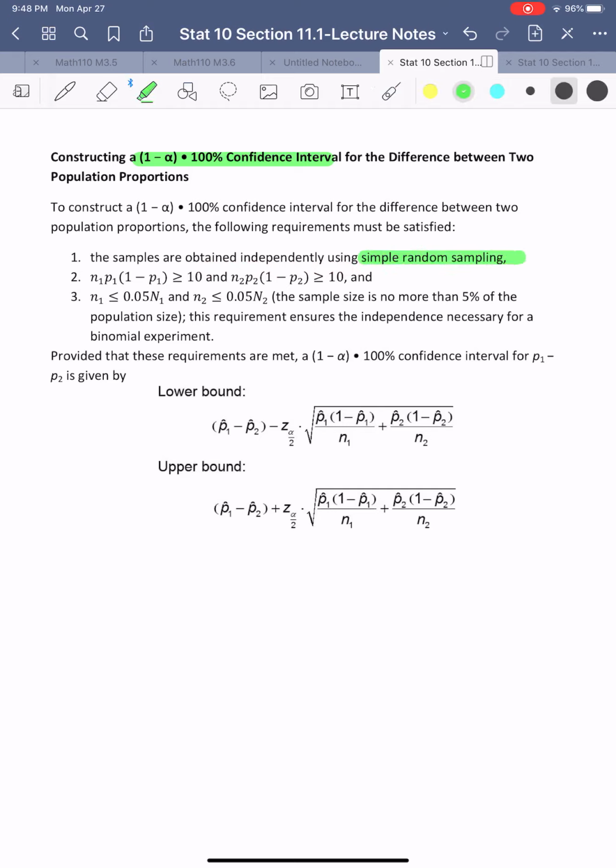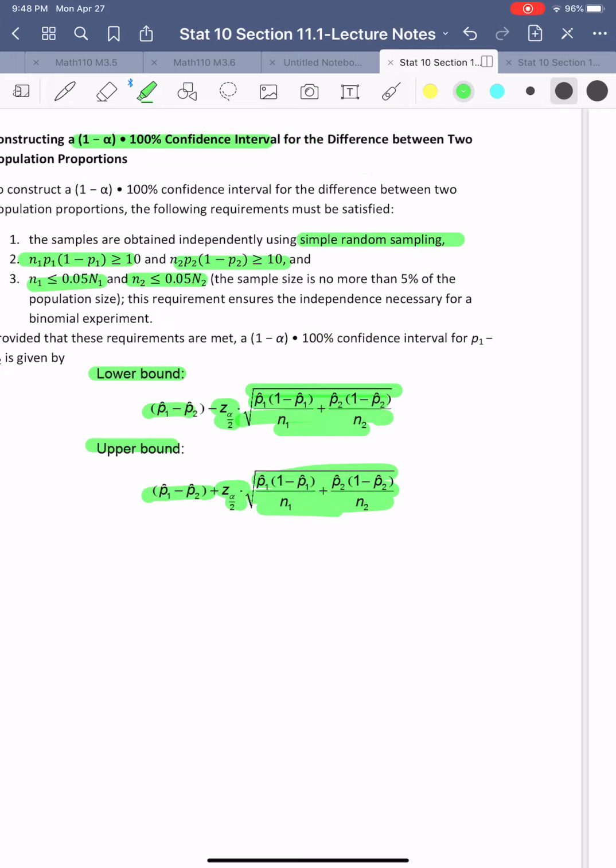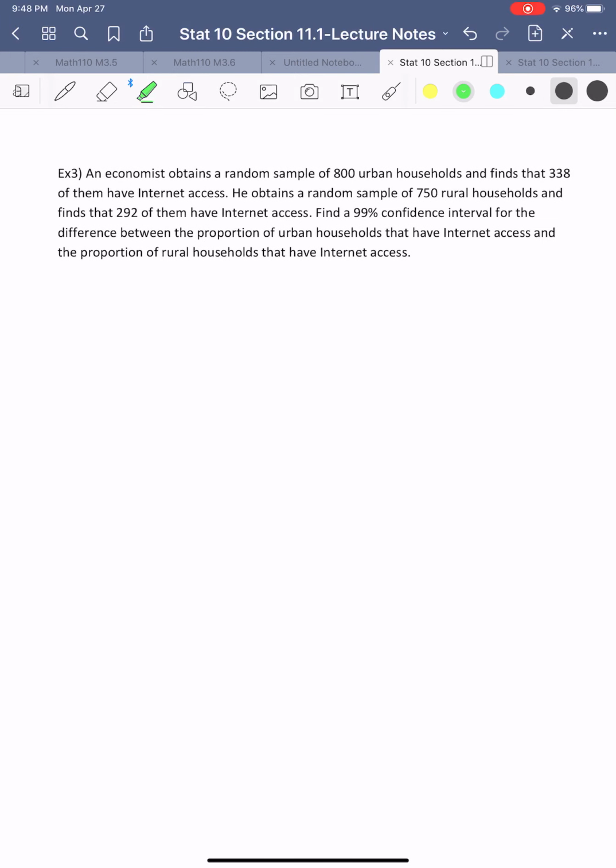And also this must be satisfied: the sample size must be less than or equal to 5% of the whole population in each case, okay? And then provided these requirements are met, we can find the lower bound and upper bound. With the lower bound, we're using this formula with a z-score. And for the upper bound, we're adding it in, and then we just find this one, okay? All right, let's look at the next problem.